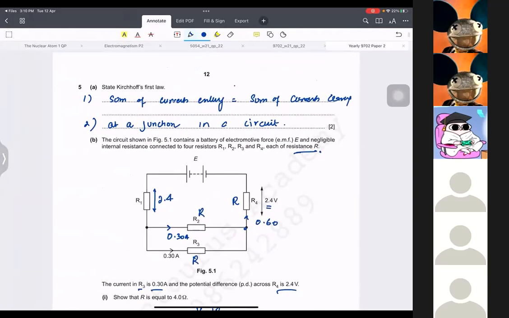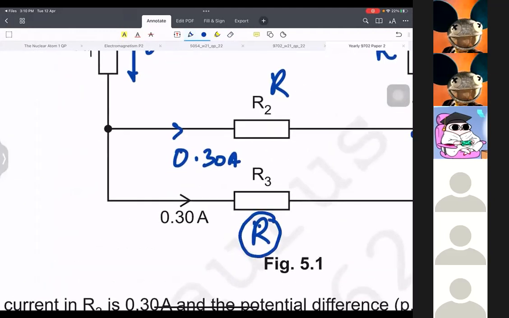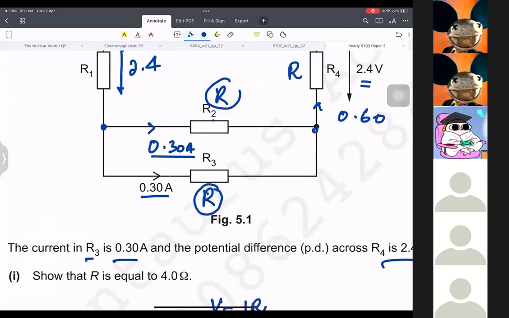Now, wait, how is the current 0.6? We just wrote the law, and if the resistance is R, the current is 0.3, right? Yes. If here the resistance is the same, the current is the same. But they're parallel. Yes, that's why they have the same resistance and same current. So whenever in parallel we have the same resistance in a branch, the current divides equally. Do you understand?